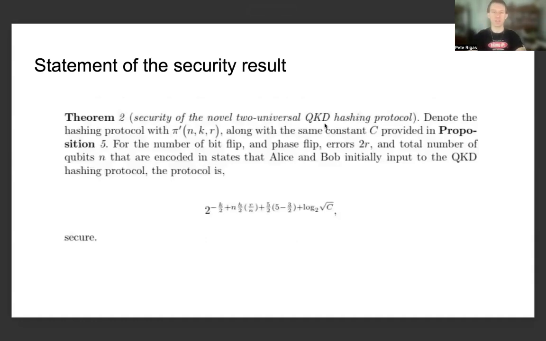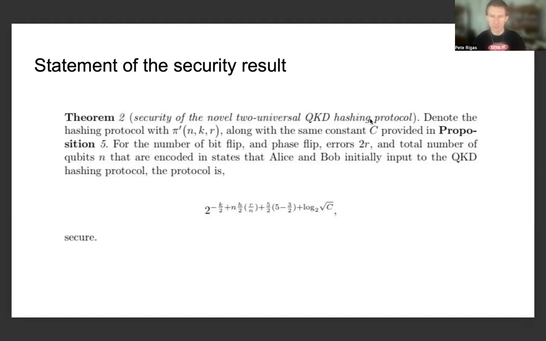In the statement of the security result, like I said, it's really great to continue reiterating this type of result because it's further demonstrating how this outer product decomposition, which I had provided in the previous slide, relates to the security result, because we're pretty much taking a square root in these computations to finish the proof for the security result for this novel two-universal QKD hashing protocol pi prime.